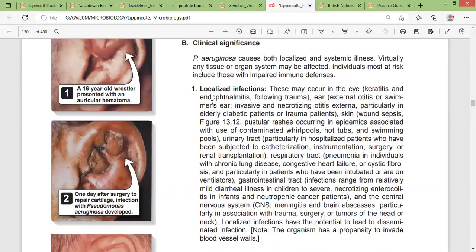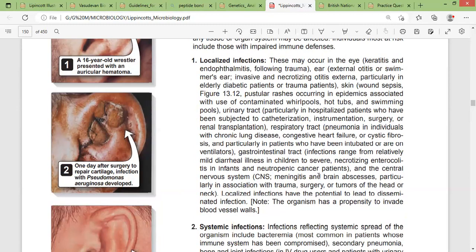Look at the clinical significance. We've already covered the clinical significance up there, but just localized infections in an exposed area, hospital-acquired infections, things like pneumonia, right? You went to the hospital for one thing, and then in surgery patients, Pseudomonas aeruginosa is there. Even in neutropenic cancer patients.